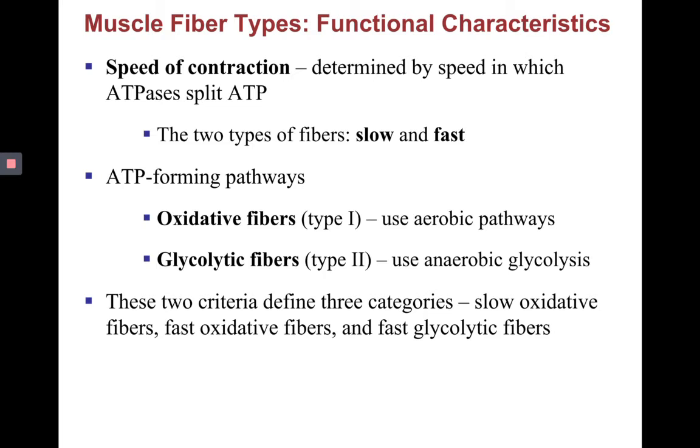You can also use the ATP forming pathways to describe the fibers. If they're oxidative fibers, they use the aerobic pathways, also sometimes called type 1. If they are glycolytic fibers, then they use the anaerobic pathways, specifically anaerobic glycolysis, which occurs without oxygen. So these are the two criteria we're going to use to define and categorize the muscle fiber types. And our muscle fiber types, therefore, are slow oxidative, fast oxidative, and fast glycolytic fibers.